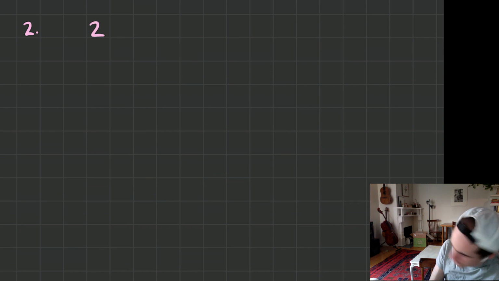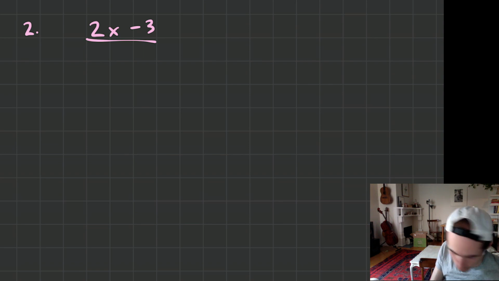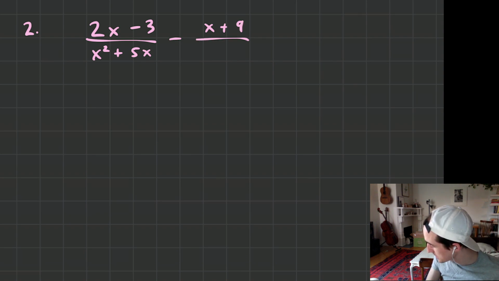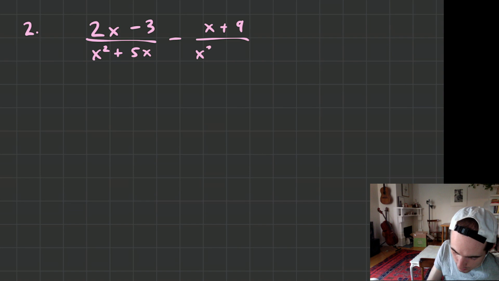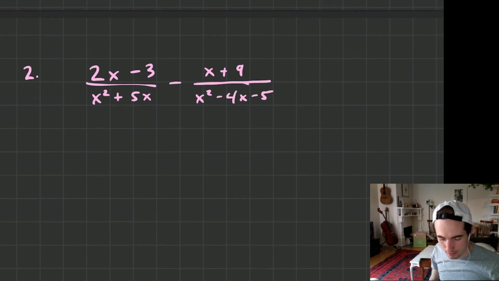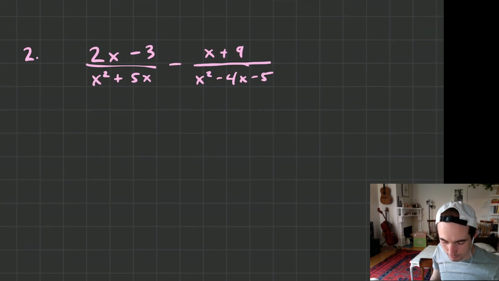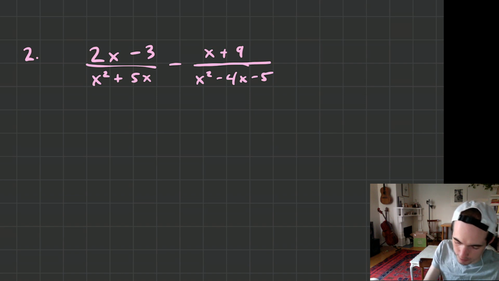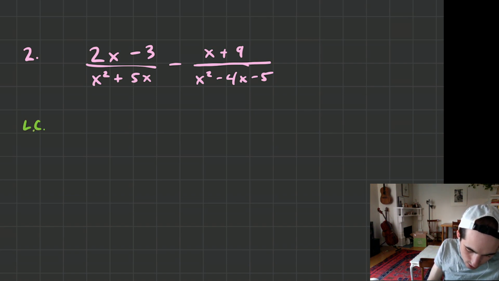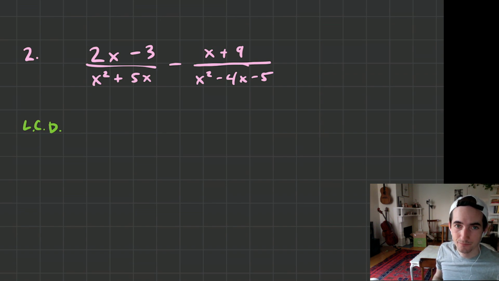Anyway, I'm getting distracted. So we're going to add or subtract 2x minus 3 over x squared plus 5x, minus x plus 9 over x squared minus 4x minus 5. Okay? So I want you to add or subtract this. Remember, we need a least common denominator here. So try to find your least common denominator and work from there. Okay?